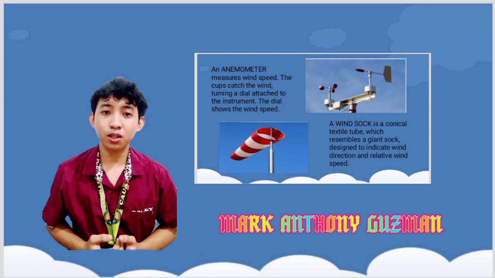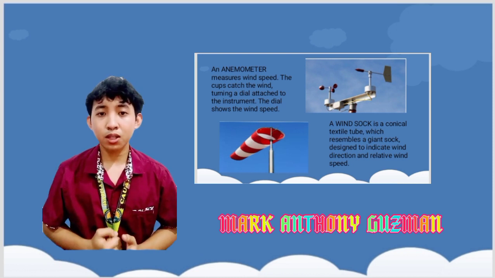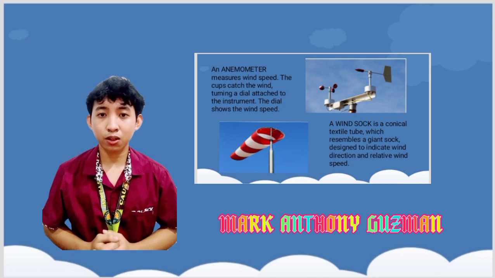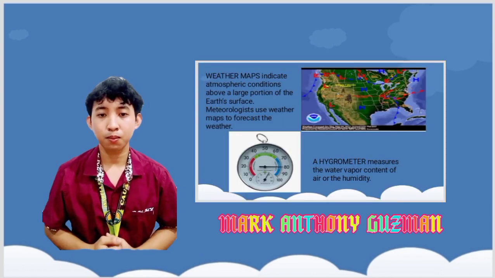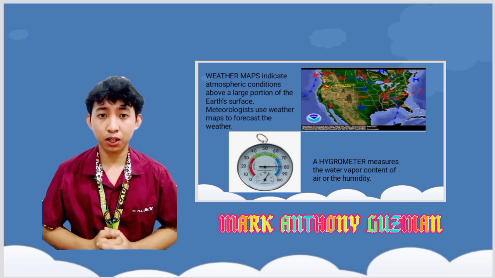So next is the wind sack. A wind sack is a conical textile tube which resembles a giant sack, designed to indicate wind direction and relative wind speed. So next is the weather maps. Weather maps indicate atmospheric conditions above a large portion of the Earth's surface. Meteorologists use weather maps to forecast the weather.